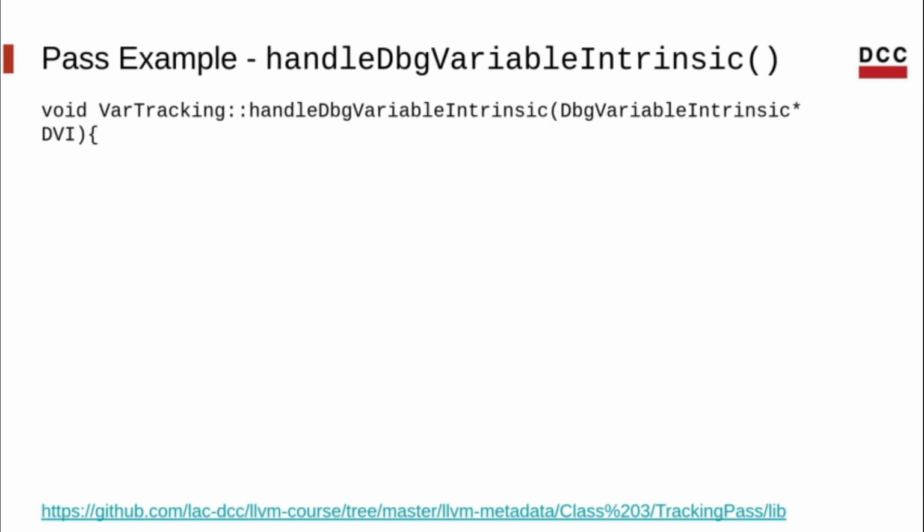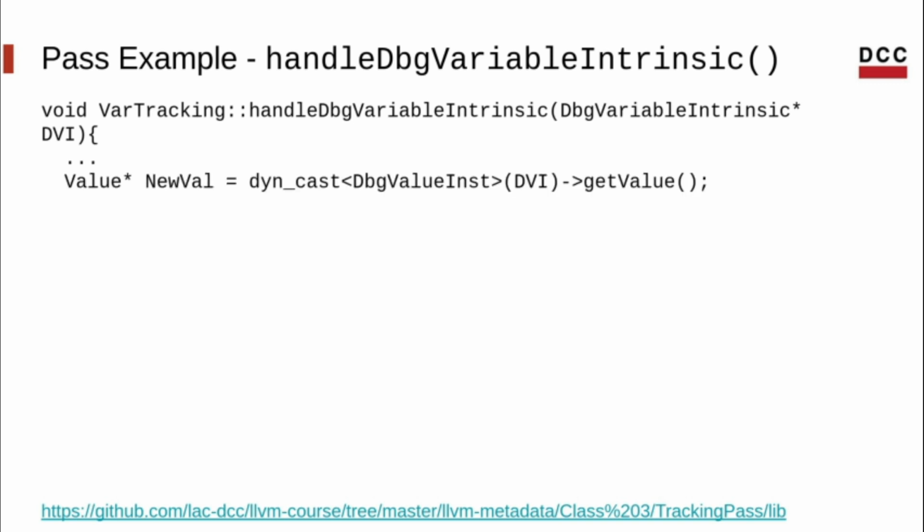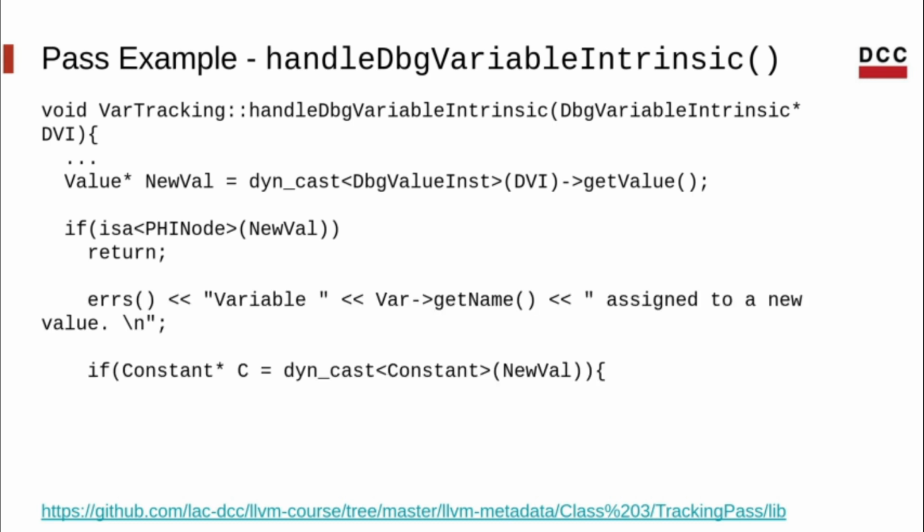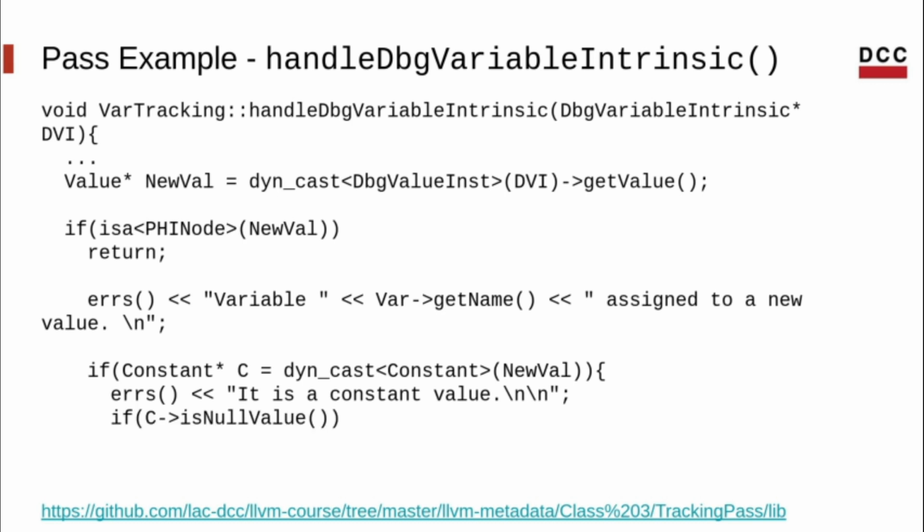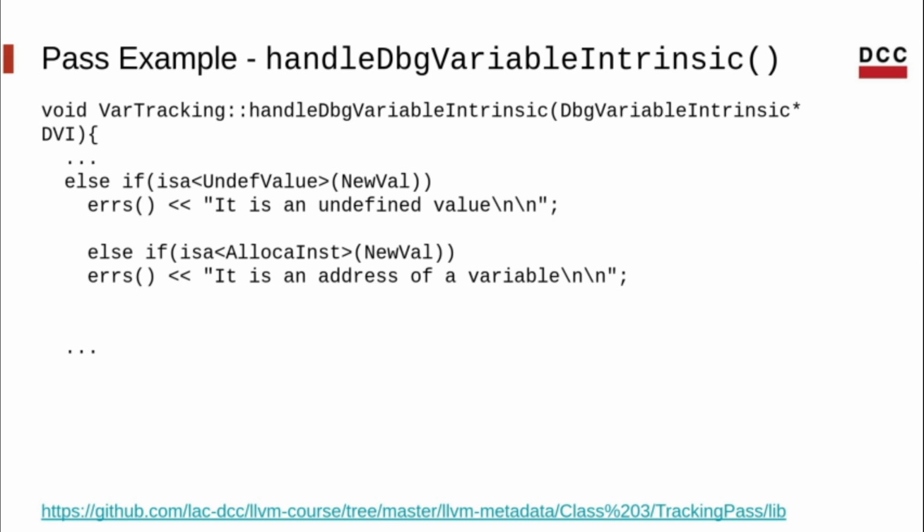Then, continuing, we now handle a debug value intrinsic. We don't deal with PHI nodes because they don't have a string corresponding in the source code. But we will check if a variable is a constant value, and we can check if the variable is being assigned the new value. In a similar way, we can check if the new value is an undefined value or if it's an address of a variable.